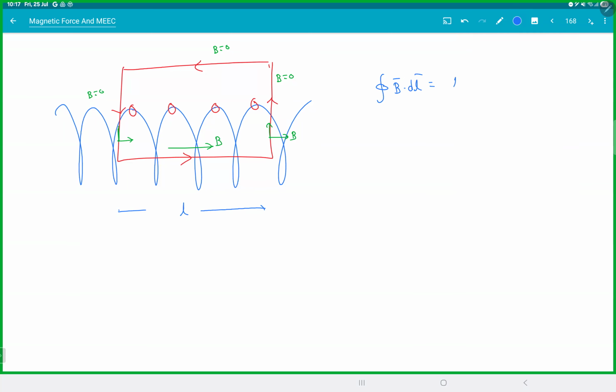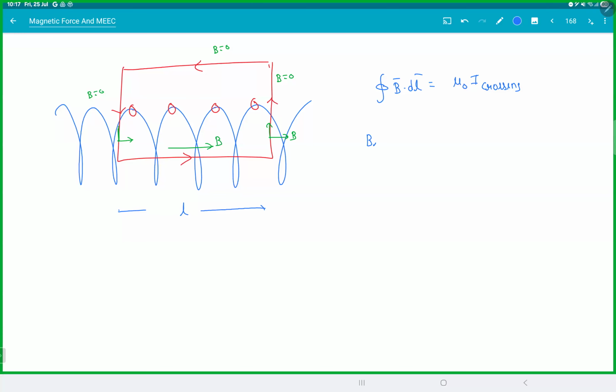Integral B dot dl is mu naught I crossing. So I is the total number of times the current crosses the loop. You're getting how it is? If you take a loop here, every time the current is just coming out, right? See, the current goes out of the loop, again it enters. The loops are continuously crossing.